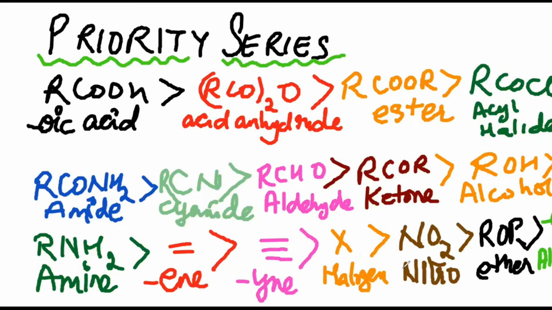Means if more than two functional groups are present in a single nomenclature, then how will we write? So first priority will be given to the carboxylic acid and then their derivatives. There are 4 derivatives. I'll tell you right now. The acid anhydride, ester, acyl halide, amides. After that, cyanides, aldehydes, ketones, alcohols, amines, then double bond, then triple bond, then halogen, nitro, and ether. Last one is our branching, that is the alkyl group.